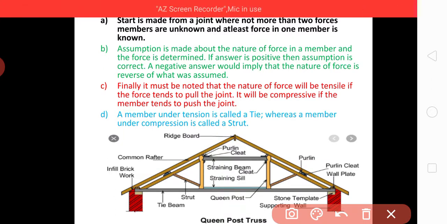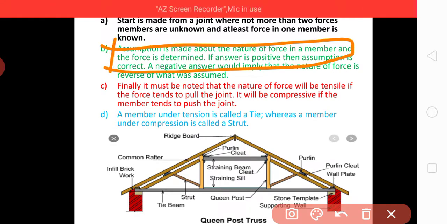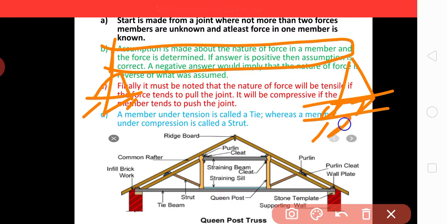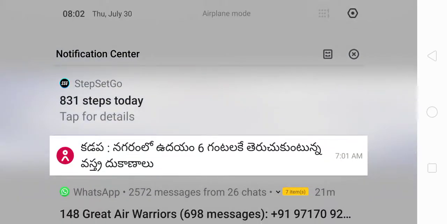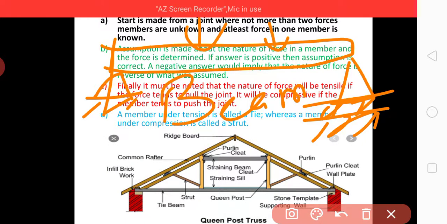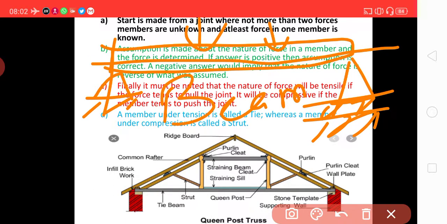For example, let us see. This is a horizontally placed member, we call it a beam. Forces are acting lateral to the longitudinal axis. This is the longitudinal axis. Forces are acting laterally on this. One end is a hinge or simply supported, the other is a roller support. So you can say that this is a beam.